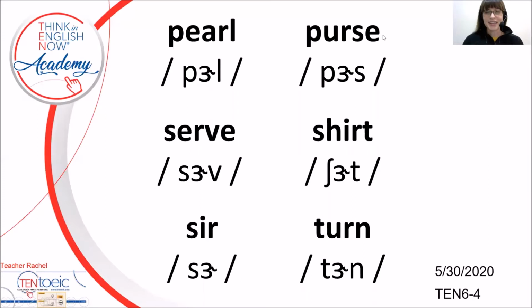Pearl. This is something that's very tiny and round, and it's white. Maybe we have a necklace made of a pearl necklace. Our next one, purse. This is similar to a bag, but it's something that women use. So they have a purse that they put maybe their phone and their wallet and their makeup.